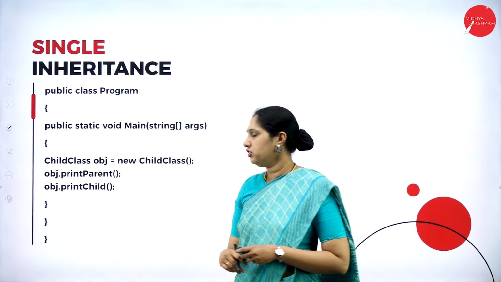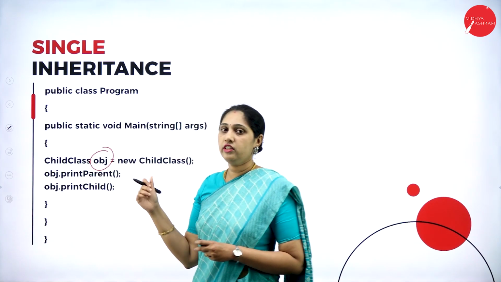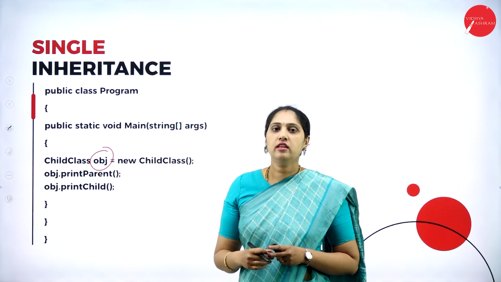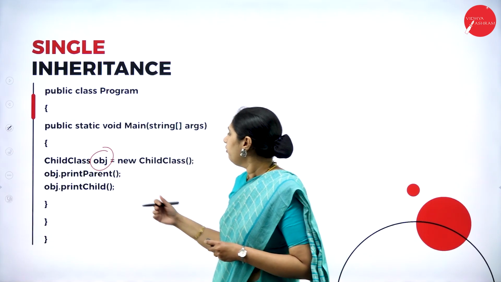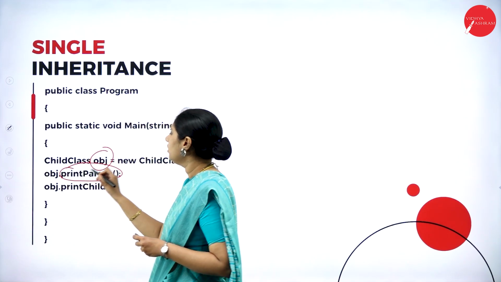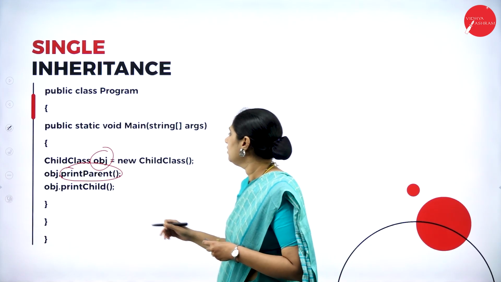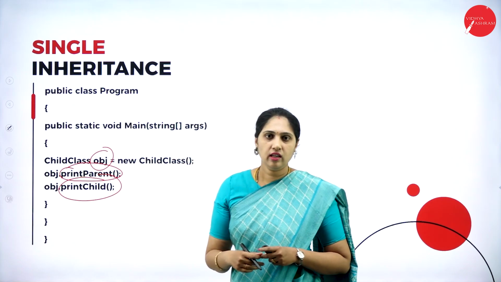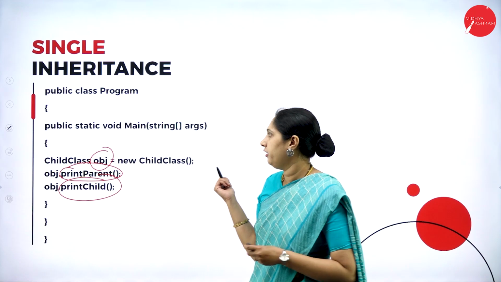So in the main function, what we have to do is create an object of the child class. See, we did not create an object of the parent class. Why? Because the child class is inherited from the parent. If I want to use any method from the parent, from this child class object, I can call the function print parent. So it will give a message parent class, and print child will give you a message this is child class, or whatever message you have given inside your Console.WriteLine.